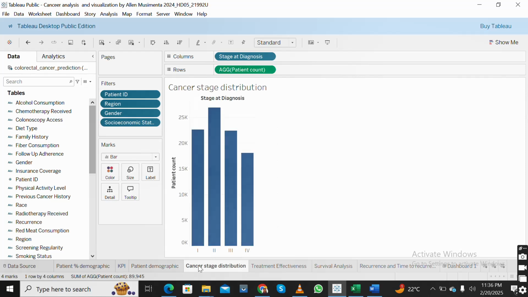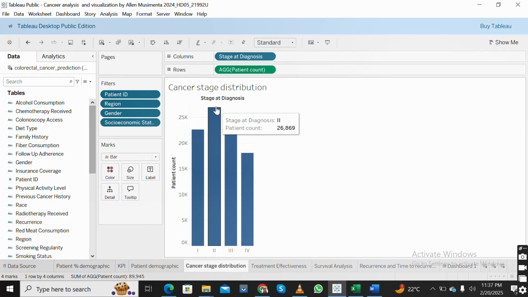I think this is really self-explanatory because I already explained it under the percentages. And then when you go to the cancer stage distribution, cancer is in 4 stages, from stage 1 up to the 4th stage. I looked at the patient count vis-a-vis the stage of diagnosis. According to the patient count, you see that the highest is the 2nd stage and the lowest is the 4th stage.